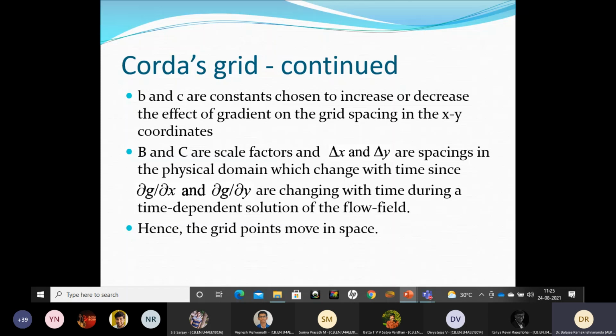We know delta X, delta Y are in the physical domain. Delta Z, delta eta don't change with time, they are in the computational domain. Now delta X and delta Y can change because dou g by dou x and dou g by dou y are changing with time during a time dependent solution of flow. So the grid points actually move in space.